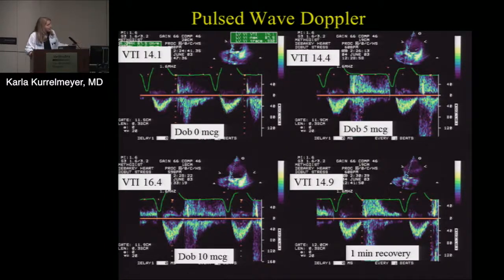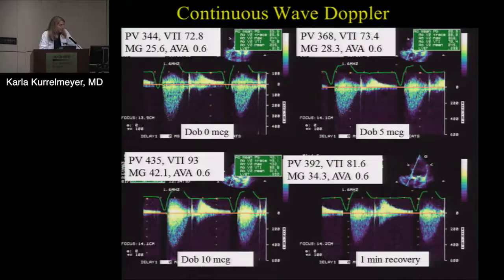So in this particular case, you can see that the pulse wave time velocity integral increased from 14 all the way up to 16.4. If you do the math, that's more than a 20% increase, indicating that this patient has good contractile reserve. So good prognosis if you replace that valve.